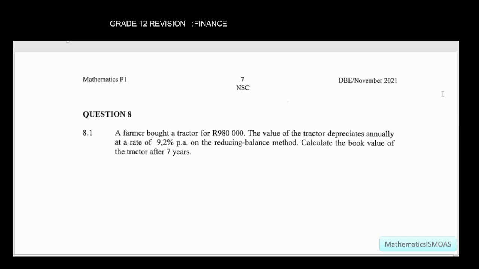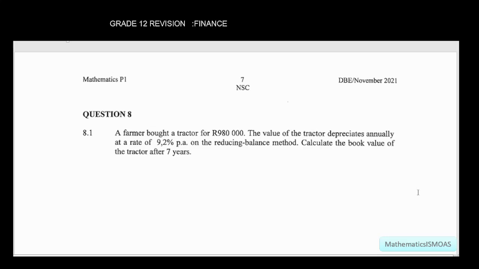Okay, with finance, the first thing is to choose the correct formula. You are given the formulas for future value, annuity, present value annuity, compound increase, compound decrease, and linear increase and linear decrease on the information sheet. You just need to choose the right formula.